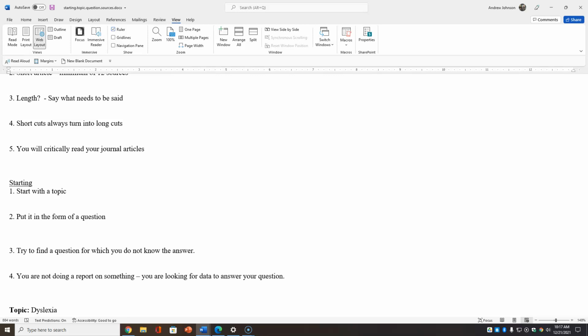What is the best way to teach comprehension to fourth grade students, to help fourth grade students comprehend? Now, you're not doing a report on something. You're looking for data to answer your question. You're not doing a report on cooperative learning. Cooperative learning may be your topic, but you put it in the form of a question. What's the best way to use cooperative learning in a social studies class?